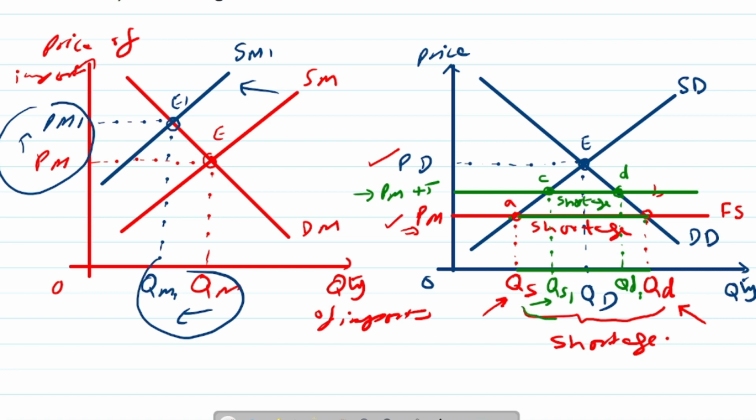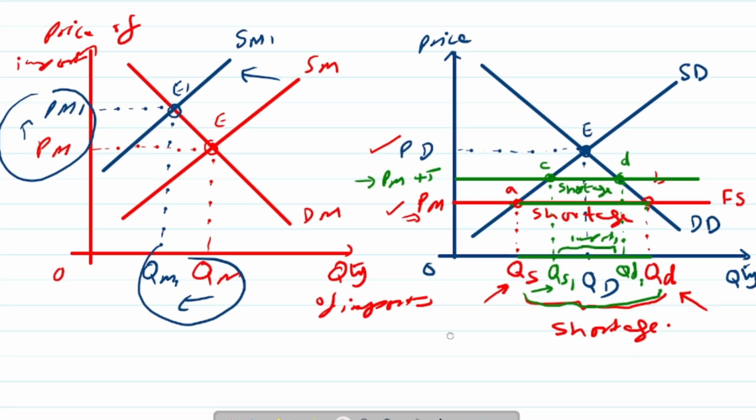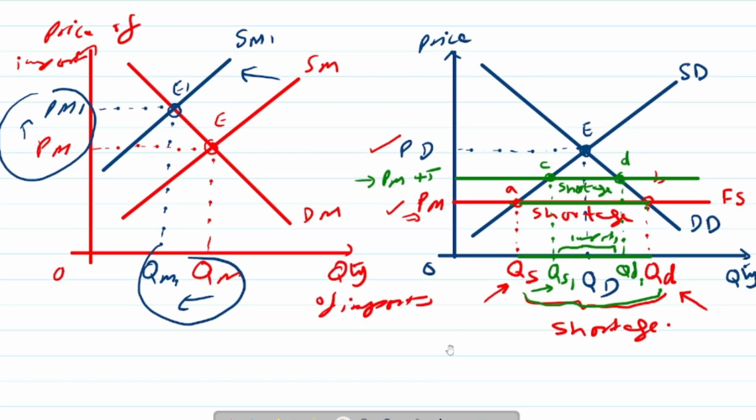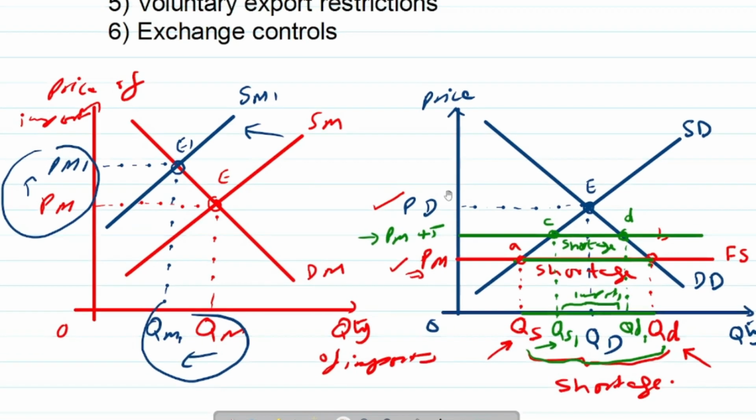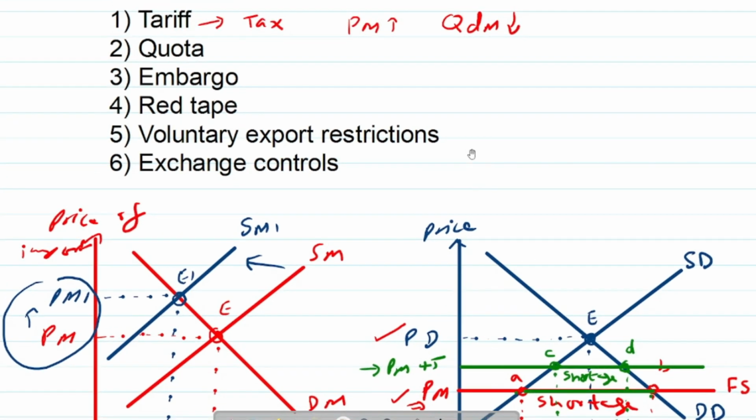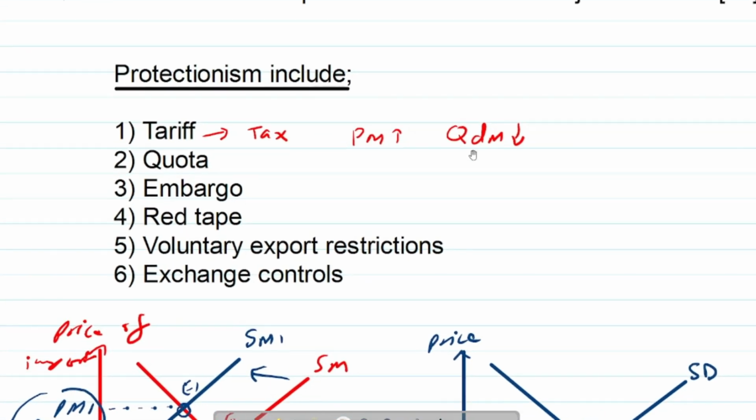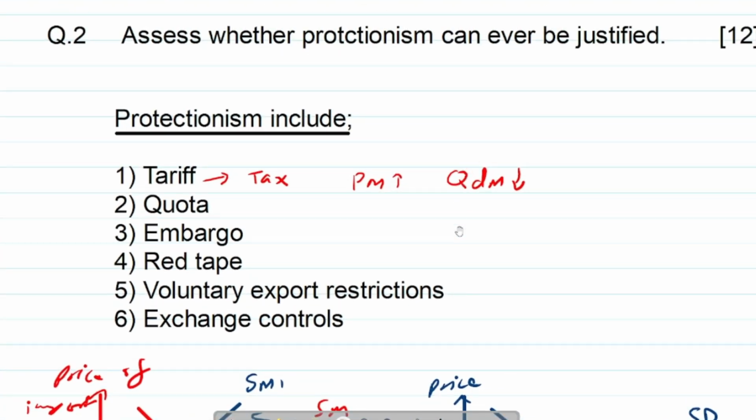So initially the volume of import was this much. The new volume of import will be this much, from QS1 to QD1. So this is the new volume of import, which is much lesser than earlier. So this is how, if government imposes tariff on imports, imports get expensive, and as a result the volume of imports falls and local demand for local goods will rise and domestic industry will flourish, as well as balance of payment deficit will also be corrected.